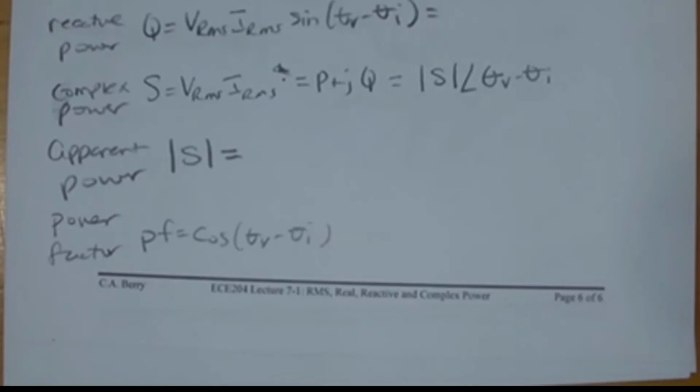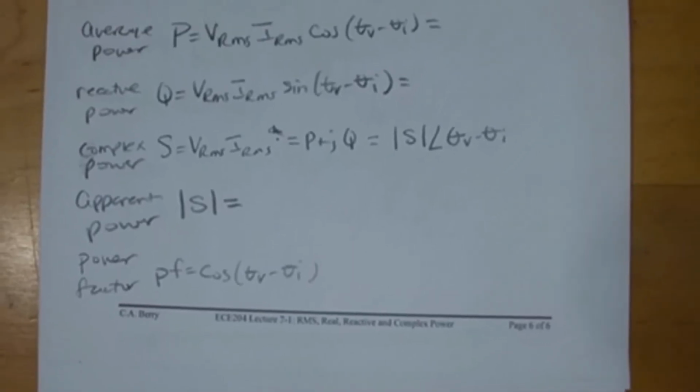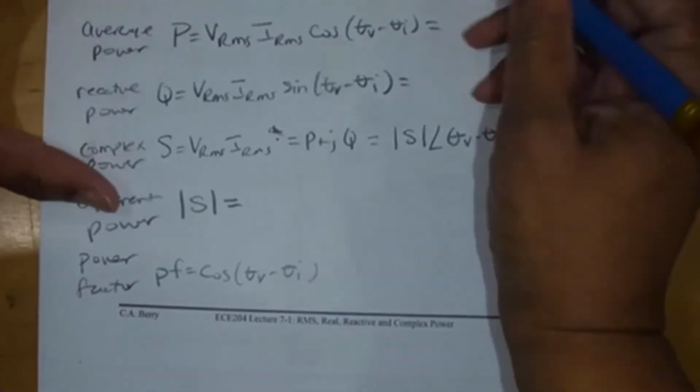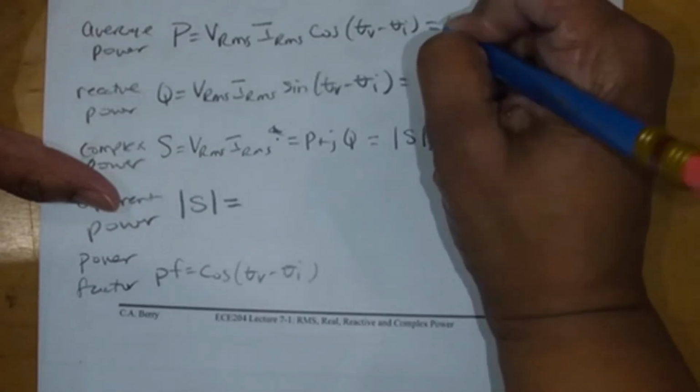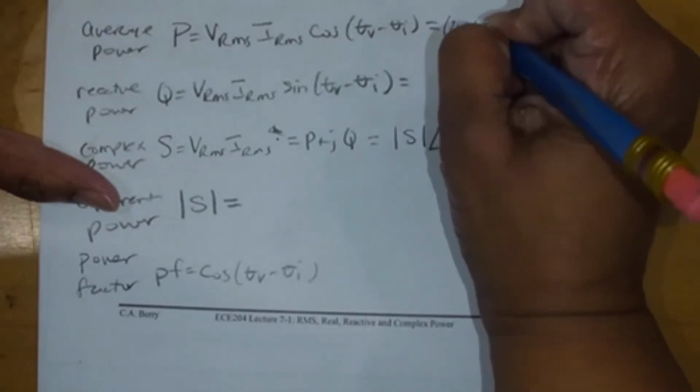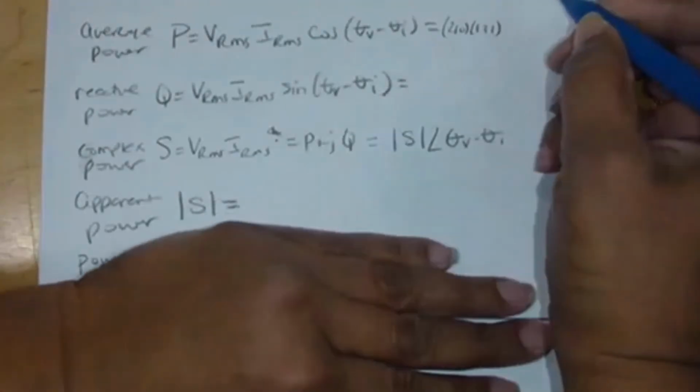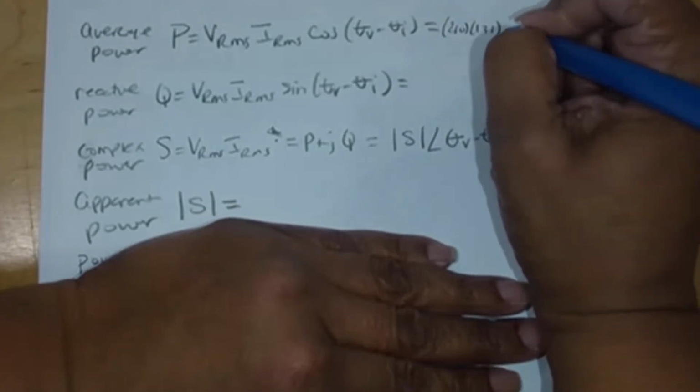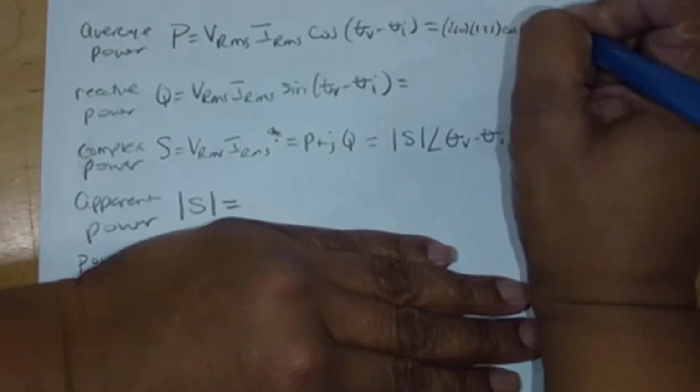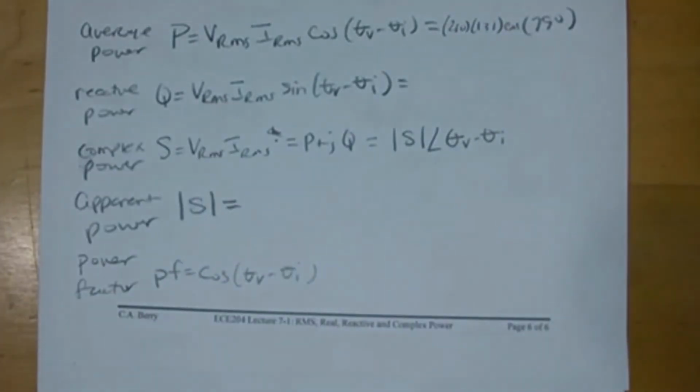Let's start with the average power. What is the average power? That would be 210 times 1.31 times the cosine of 79 degrees.